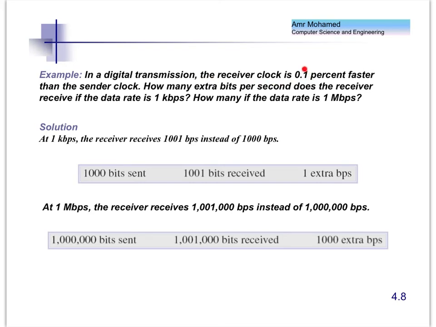In a digital transmission, the receiver clock is 0.1% faster than the sender. How many extra bits per second does the receiver receive if the data rate is 1 kilobits per second? 1 kilobits per second is 1000 bits per second. Remember, 0.1% means 0.001, right? Which means that for each 1000 bits, I have 1 bit extra.